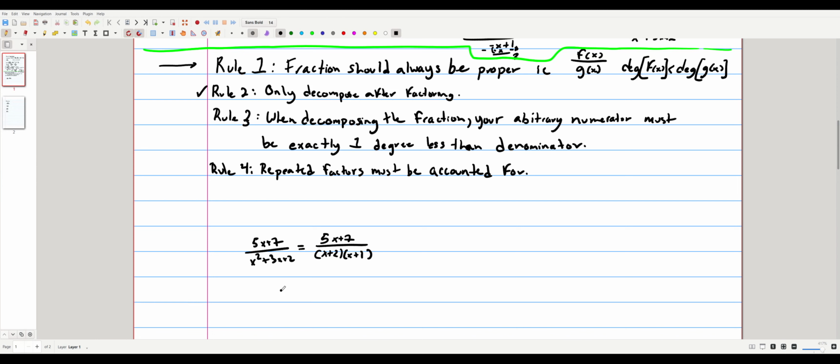We took care of rule 1 because the degree of the top is a power of 1, the degree of the bottom is a power of 2, and so it checks out. It is a proper fraction, so rule 1 checks out. Should have done that earlier.